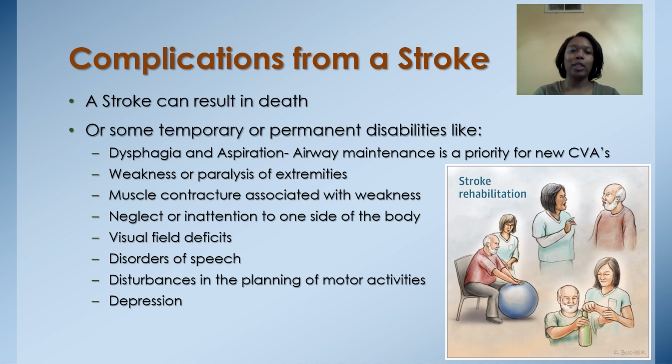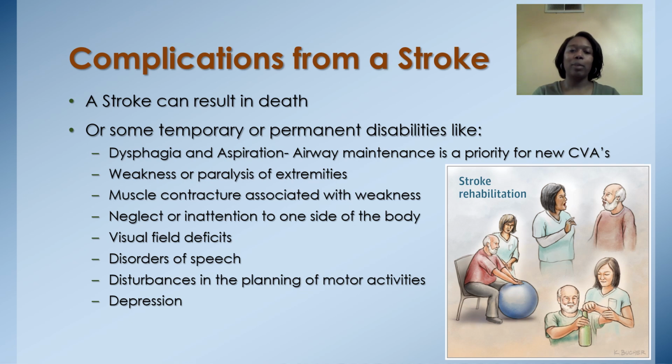Complications related to a CVA. So the most drastic complication is a stroke can result in death. And for almost 50% of the CVAs that occur, they do result in death. Temporary or permanent disabilities include dysphagia and aspiration, which we discussed what they were.